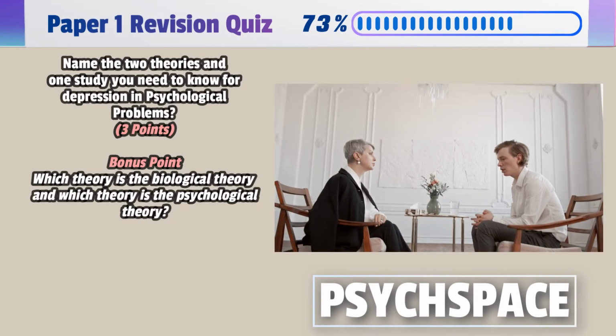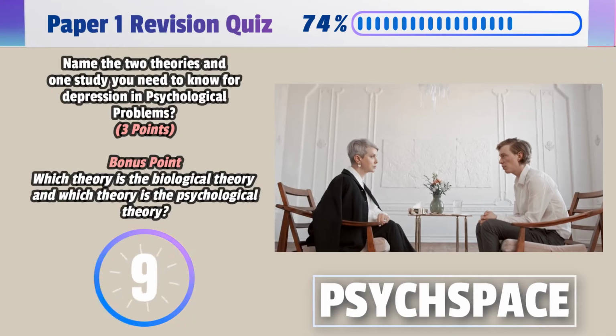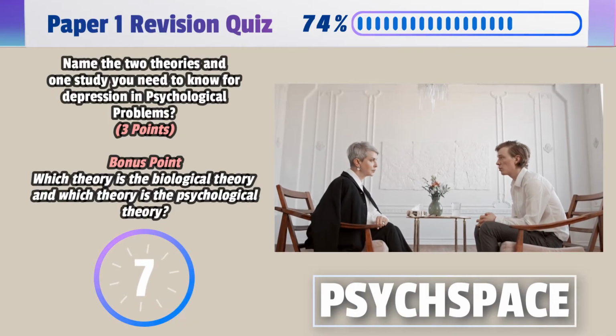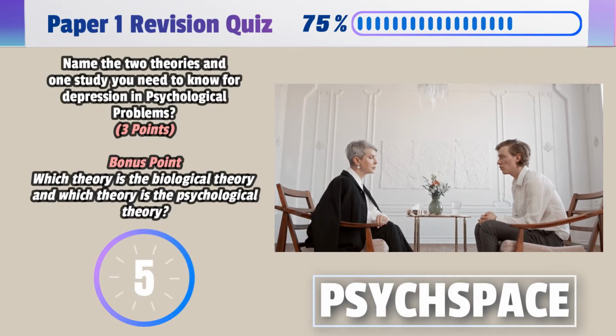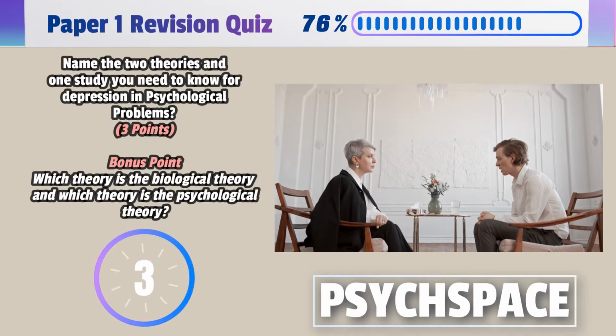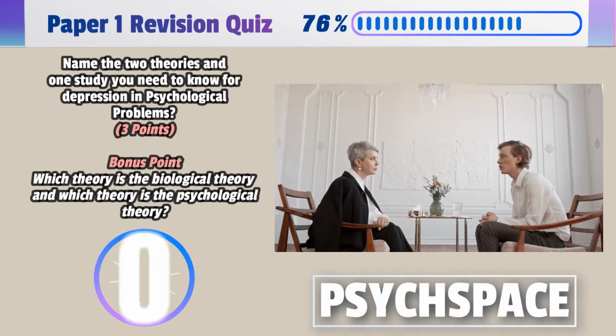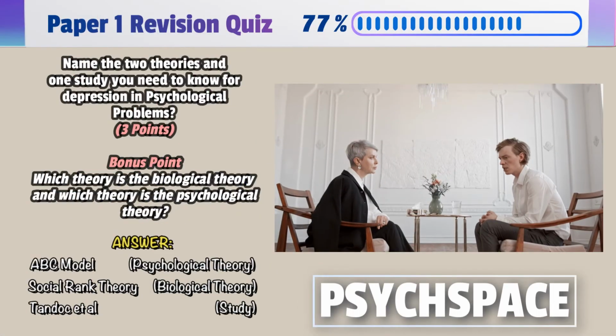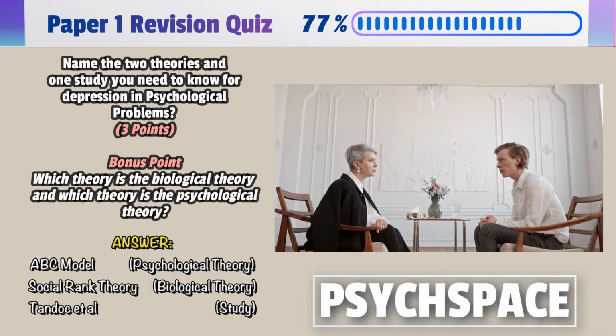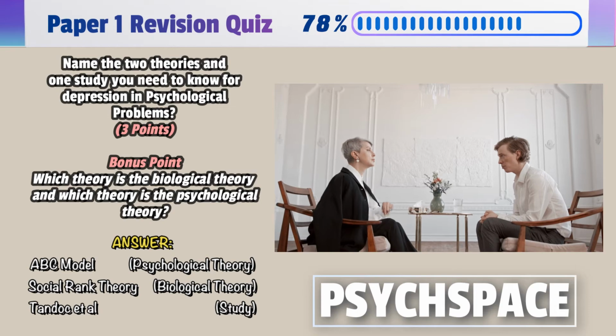So for the next question, name the 2 theories and the 1 study that you need to know for depression in psychological problems. For a bonus point, which theory is the biological one and which is the psychological one? And the answer is that we're after the ABC model for psychological, social rank for biological, and then Tandock et al. is the study to support them.